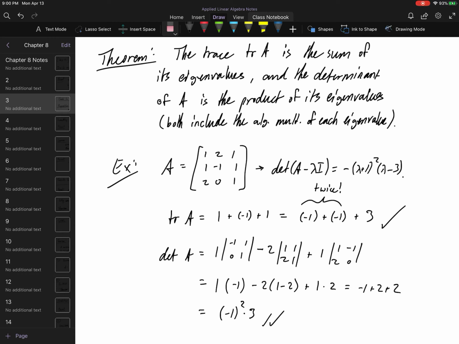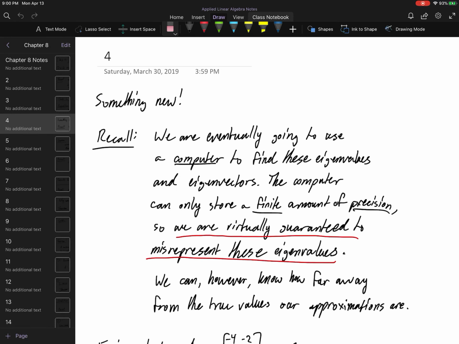So that's what you should remember, right? Facts that you should remember from first semester linear algebra. Now something that's not so familiar, something new.